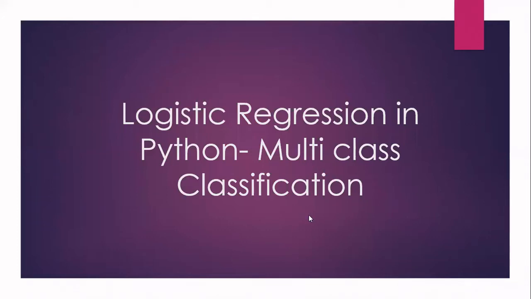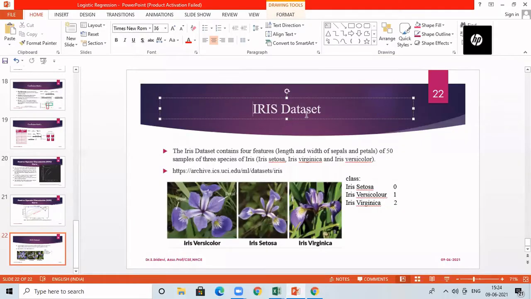In this video, we will see how to implement logistic regression for a multi-class classification problem. For this problem, we will consider the IRIS dataset. The IRIS dataset is a dataset about flowers. In this, there are three different species of flowers, called IRIS versicolor, IRIS setosa, and IRIS virginica.